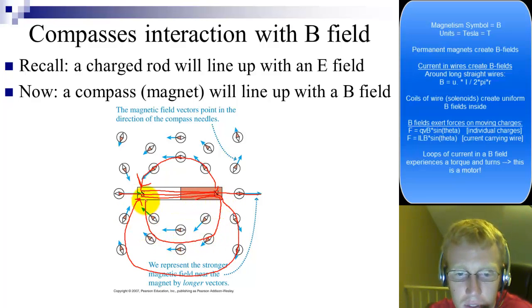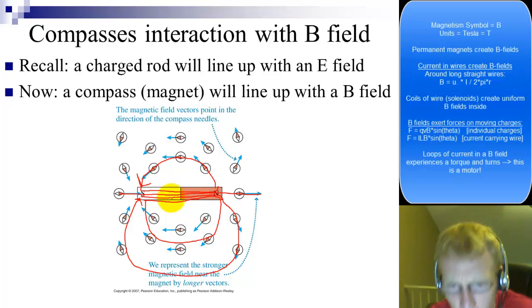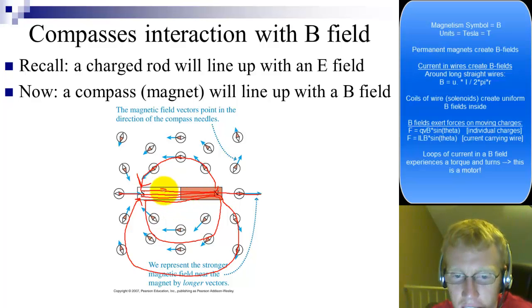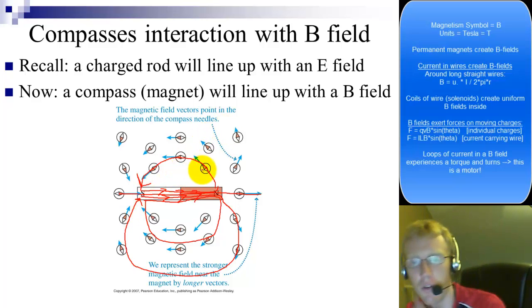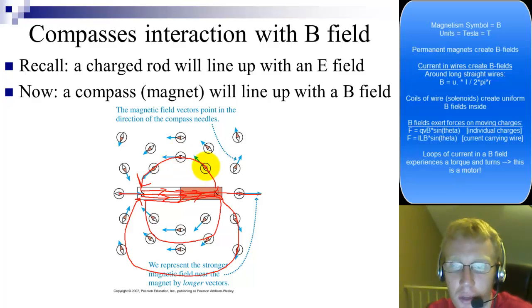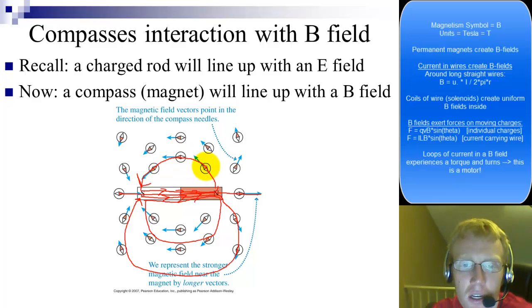Comes here, wraps around. So what that tells you is, inside the bar magnet itself, the magnetic field lines are pointing this way and oriented this way. And then outside they go out the north and point towards the south. So if you have a whole bunch of little compasses, they'll line up and point in the direction that the magnetic field is pointing at that moment in time.